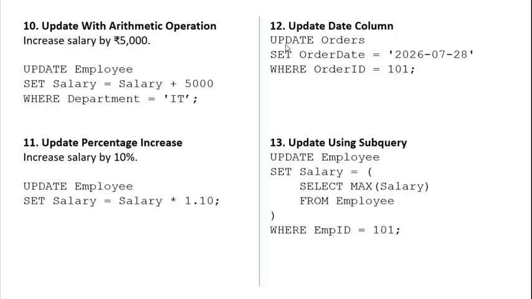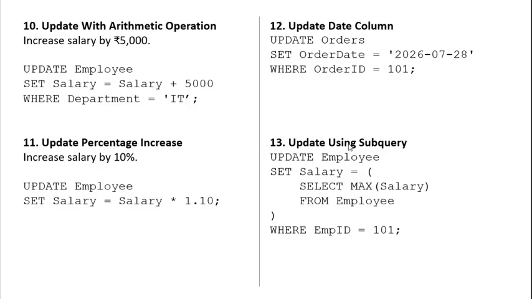Twelfth is updating a date column. UPDATE orders SET order_date = 2026, the seventh month July, and day 28, WHERE order_id = 101. So it finds the order ID 101 in the table and the order date is updated.